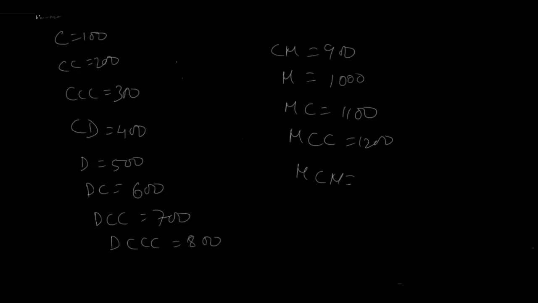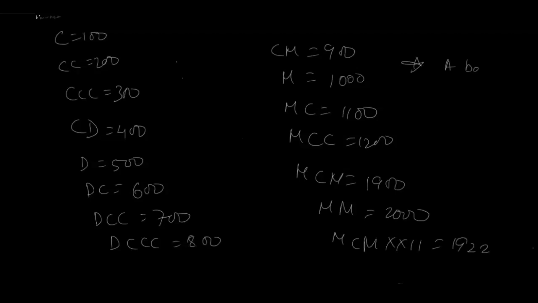For example, here the last number you see, M, C, M, X, X and II, represents 1922. Now a small piece of information I would like to tell: whenever there is a bar above any alphabet used in a Roman number, it represents 1000 times that number. For example, the barred D here represents 500 into 1000.